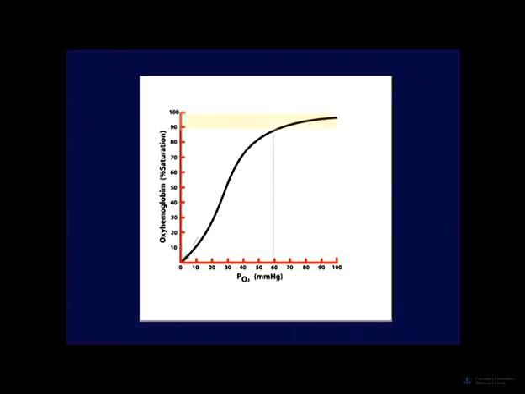And that's true until you really start to get to the shoulder of the curve, where the saturation starts to fall, correlating with a lower PO2. Right around 60 is where you're satting about 90%, and then it really starts to drop off from there.